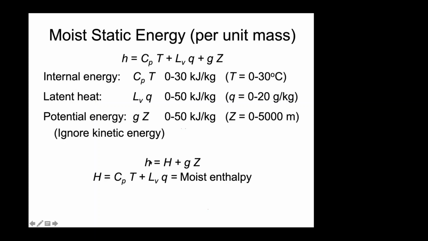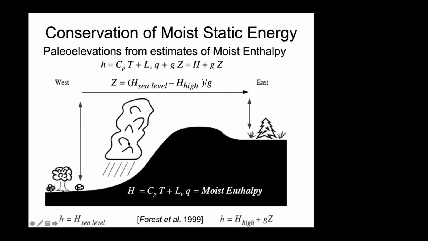Moist static energy can be written as the sum of moist enthalpy plus potential energy, where the moist enthalpy is the sum of these first two terms, the internal energy and the latent heat. And this is why this becomes useful. If moist static energy is conserved, the moist static energy here and the moist static energy here will be the same.